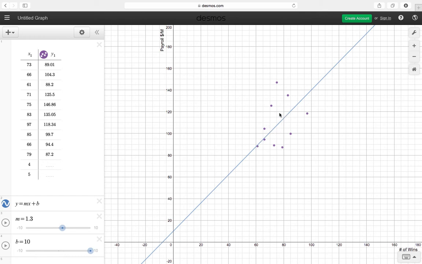Again, we want to come up with a line that's about midway from a lot of these data points, and we're lucky that it goes through here. All right, what do we do with this data though?